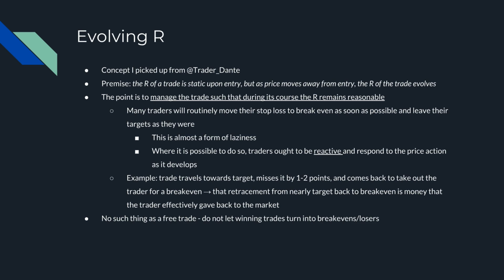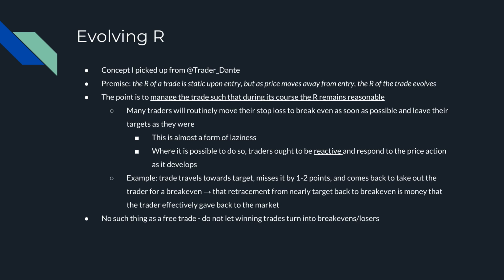So let's talk about evolving R, a concept I picked up from trader Dante, who's had webinars and other videos on this for some time now. The premise of evolving R is that the R of a trade is static upon entry, but as price moves away from entry, the R of the trade evolves as well. The point of this concept is to manage the trade such that during its course the R remains reasonable.